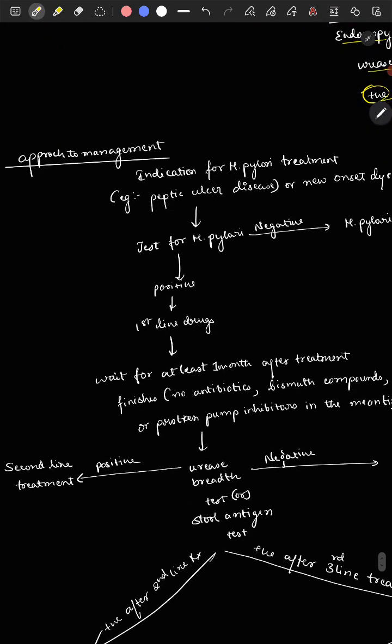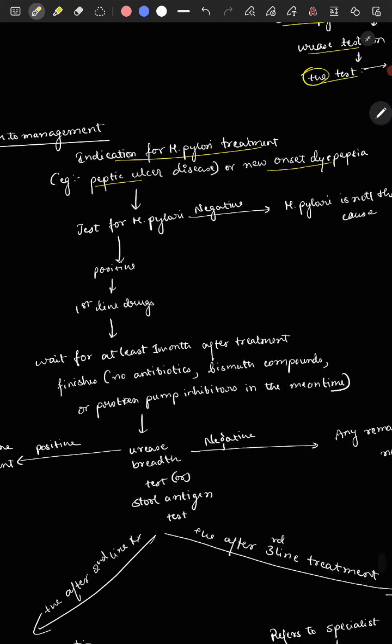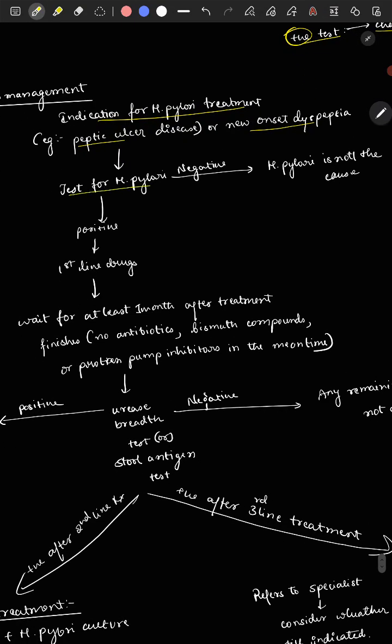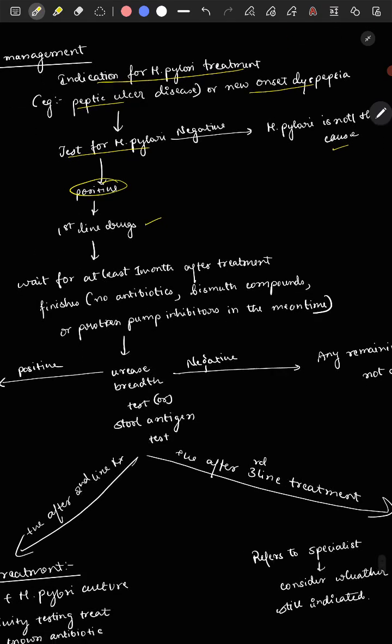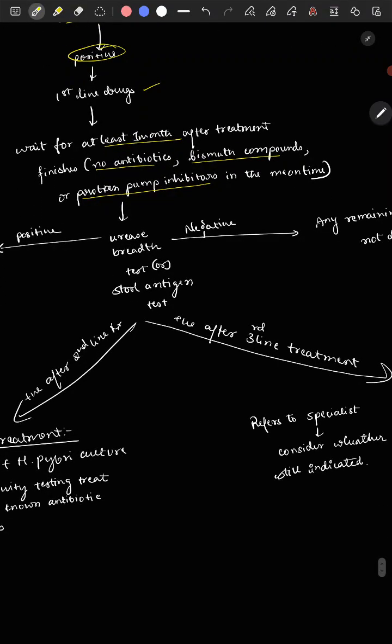What is the approach to management? Indications of H. pylori treatment, for example peptic ulcer disease or new onset dyspepsia. Test for H. pylori. If it is negative, then H. pylori is not the cause. If it is positive, then give first line drugs. Wait for at least 1 month after the treatment finishes, with no antibiotics, bismuth compounds or proton pump inhibitors in the meantime. Then do a urease breath test or stool antigen test.